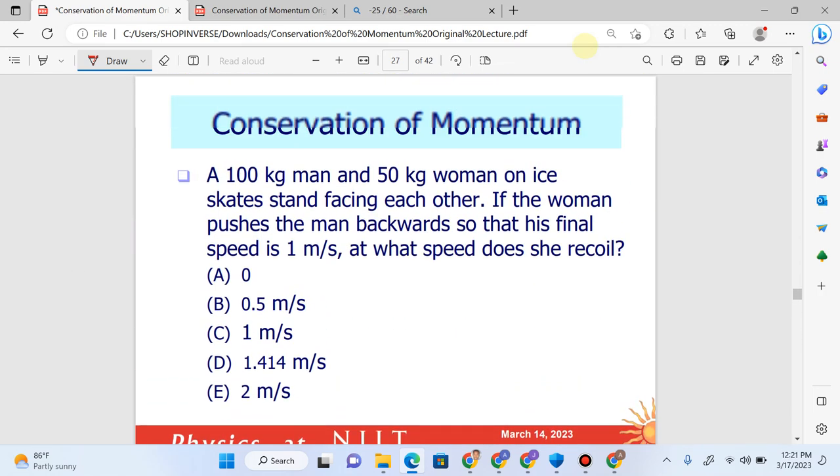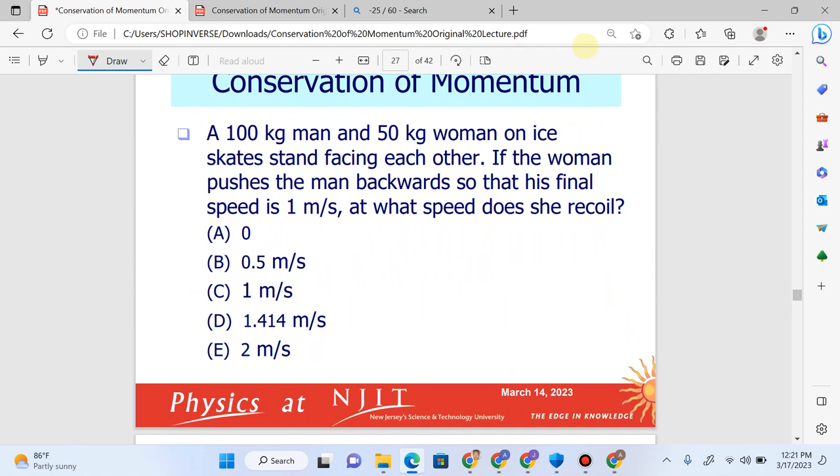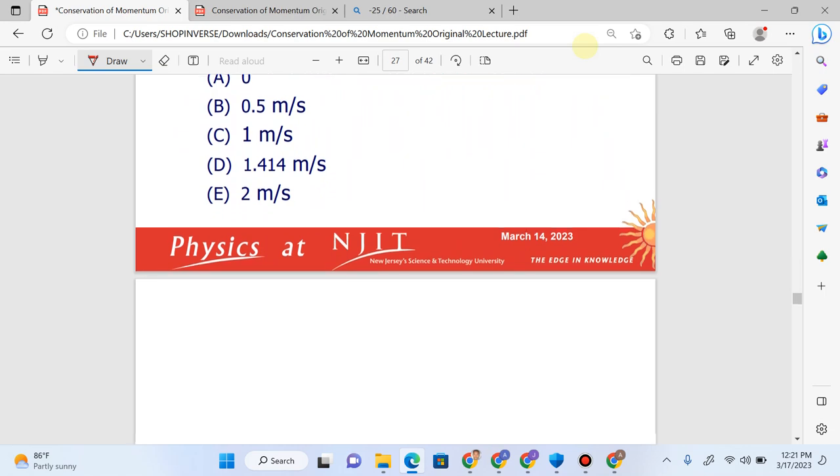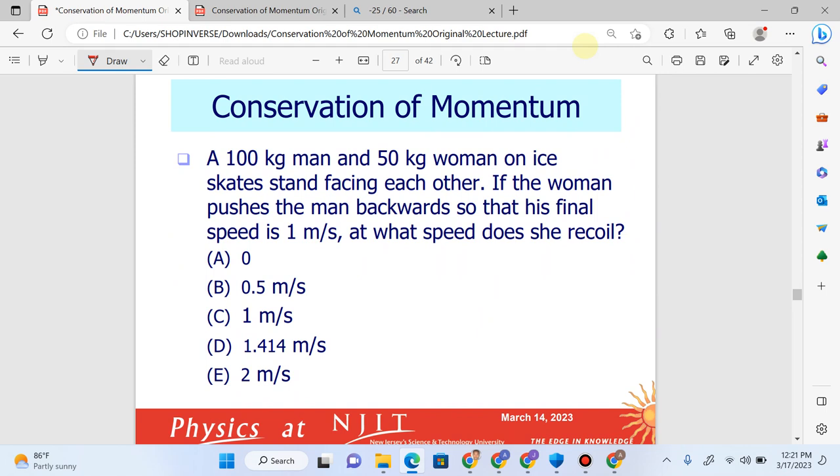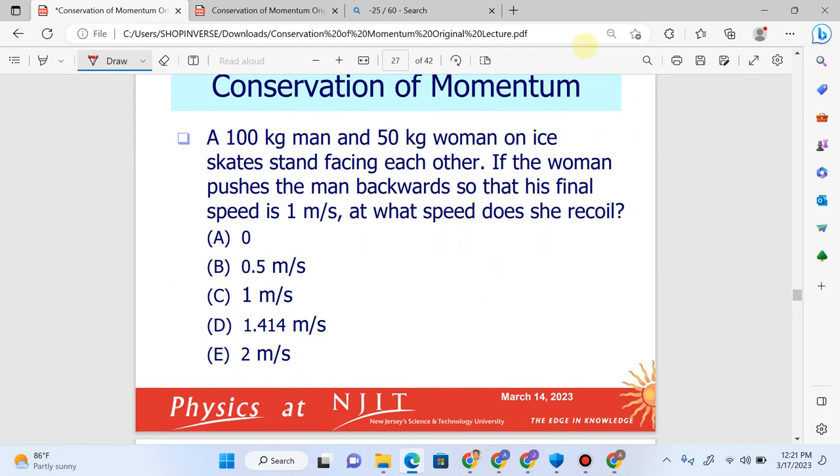So that is clear, that is understood. Okay, we've solved this question before, so there's no point dwelling on it. A 100 kilogram man, okay, we've not solved this. Now let's solve this one. A 100 kilogram man and a 50 kilogram woman on ice skates stand facing each other. If the woman pushes the man backwards so that his final speed is 1 meter per second, at what speed does she recoil? Now we are going to write out the values we have from this question.